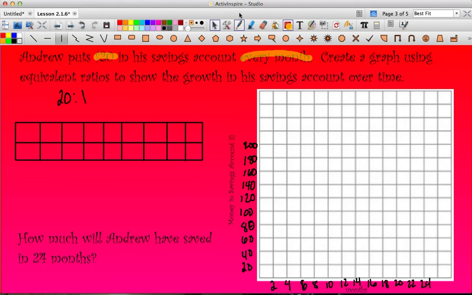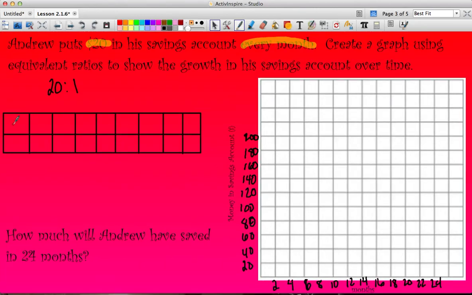All right, so then what we can do is we can say, all right, well, to try and stay consistent, because I usually like to put my X on top and my Y on bottom, I know my X coordinate has to be my months. So in this top column, I'm going to put months, and in the bottom, I'm going to put money. So now, if I have 1 month, I've saved $20. Or, well, Andrew has saved $20 because he's put $20 away. So now I can say, well, if I do 2 months times 2 times 2, it's 40.